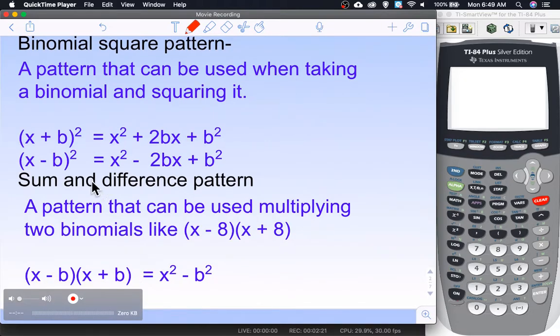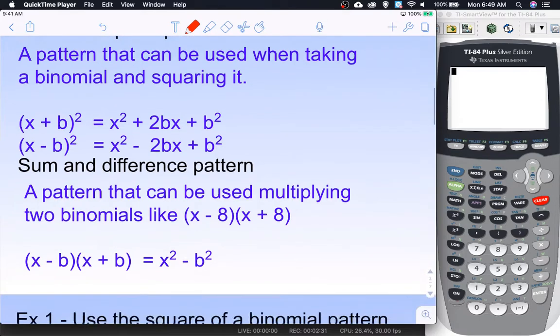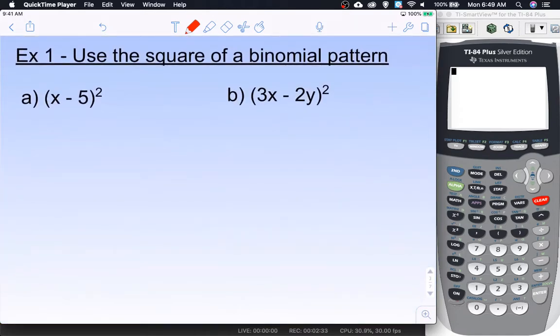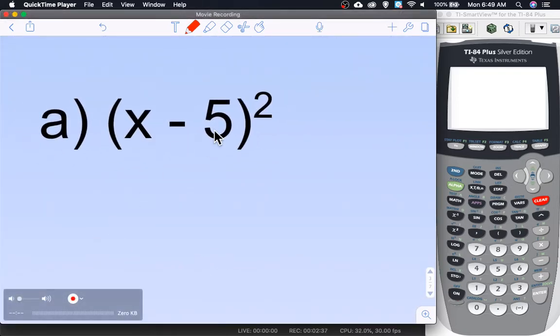And then there's also the sum and difference pattern. It looks like this, and then the result is going to look like something like that. Okay, so don't worry too much. It makes much more sense in practice. So this would be the binomial square pattern. You're taking a binomial, there's two terms, and you're squaring it. You're multiplying it by itself.